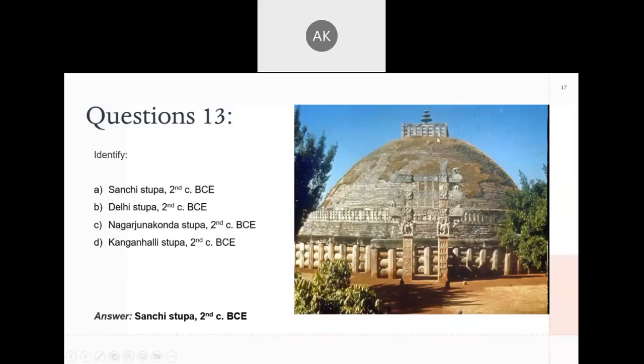What about this one? This is called Hermika. The upper three circular portions are called Chhatri. Then the dome is known as Anda. This railing is called Vedika, and between the railing and the dome, the space is called Medhi or the Pradakshina Path, right? So this is the Sanchi Stupa belonging to the 2nd century BCE.